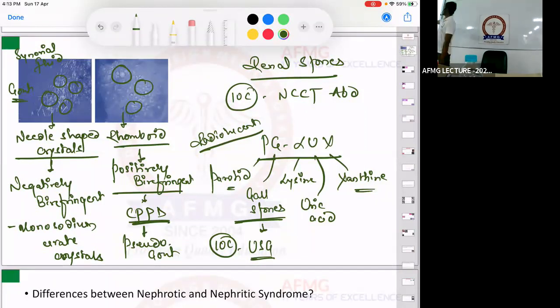Which crystals in pseudo-gout? Which crystals in gout? Negatively birefringent, positively birefringent, needle shaped, rhomboid shaped. No issues with this. Done. Let's move ahead.